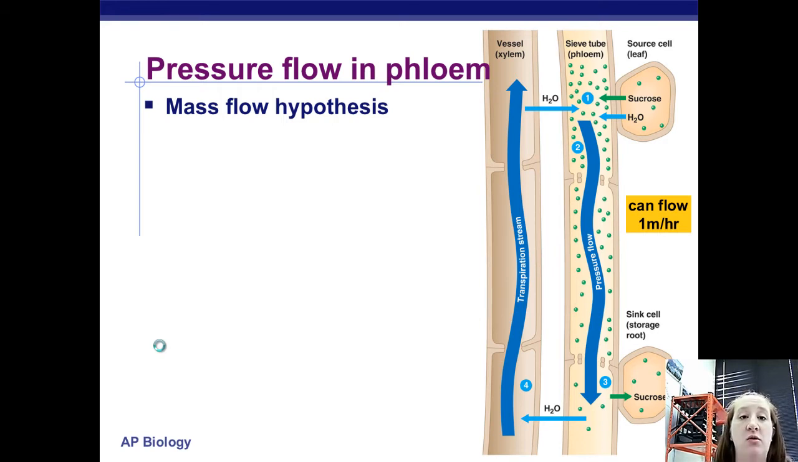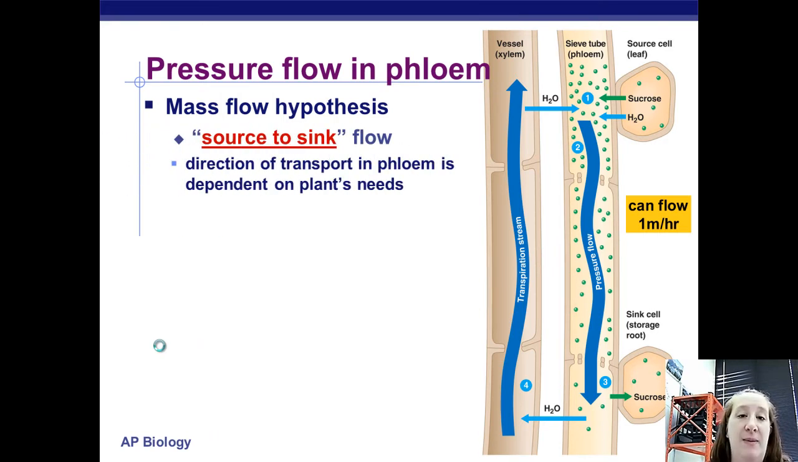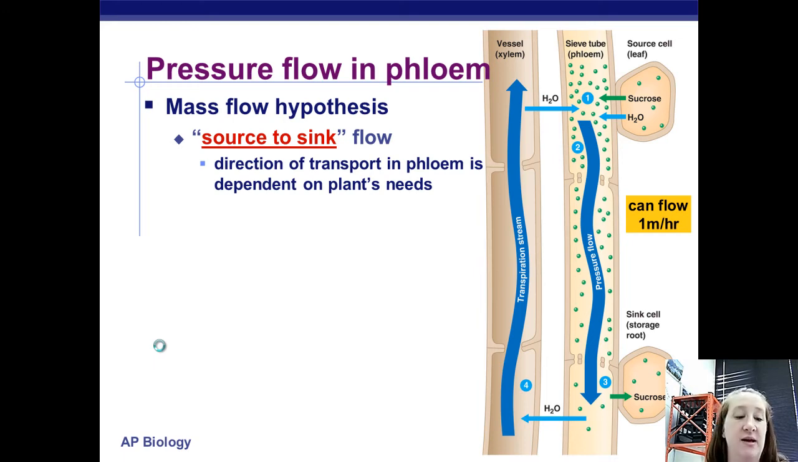Okay, so this is the bulk flow or mass flow hypothesis, going from source to sink. So let's see if we can watch the little video on this.